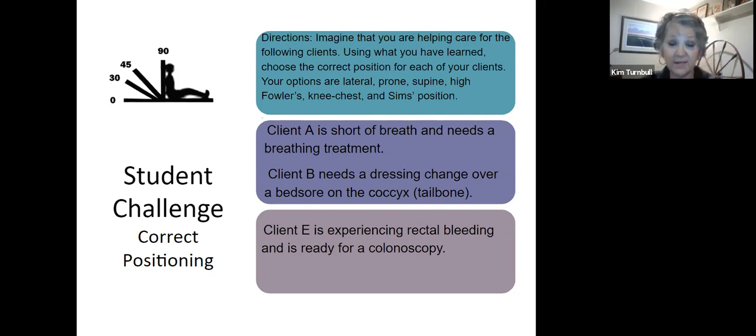Or client E getting ready for a colonoscopy. And it kind of comes together. So if you can get those scenarios to go with the terms, they can get it settled into their brain a little bit better. This is perfect for CNA.